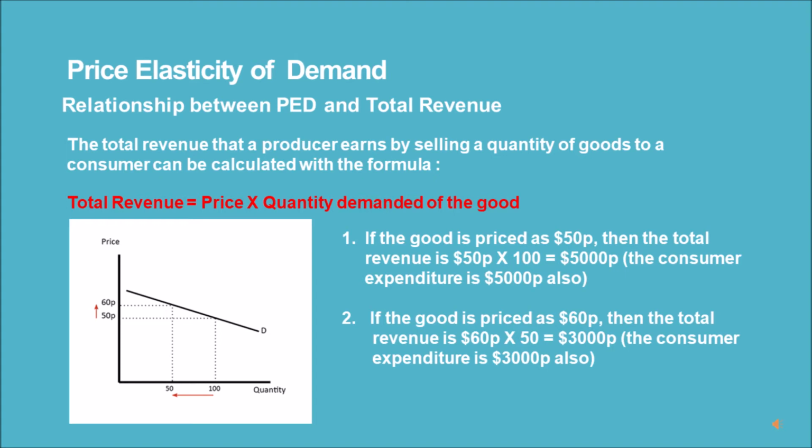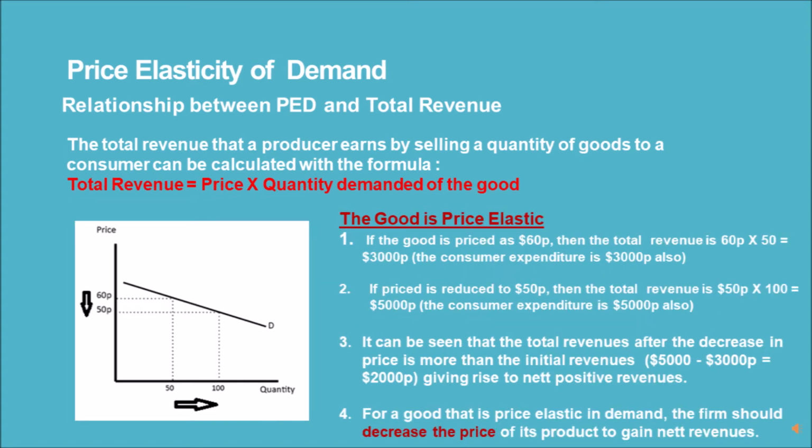2. If the good is priced at $60p, then the total revenue is $60p multiplied by 50 equals $3,000p. The consumer expenditure is $3,000p also. The good is price elastic.